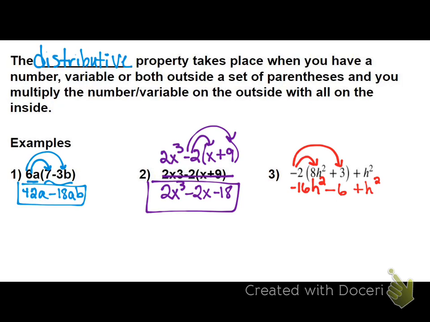Okay, what are my like terms up here? h squared and negative 16h squared. Anytime a variable is by itself, what do I imagine is in front of it? A 1. So now I have negative 16h squared plus 1h squared. What's that going to equal? Negative 15h squared. Is that my final answer? Yes. Really? You sure? You can't combine.